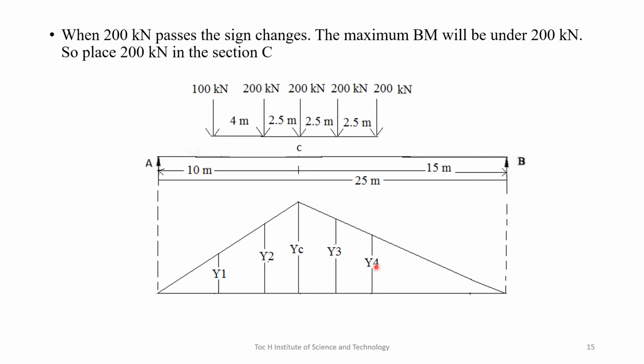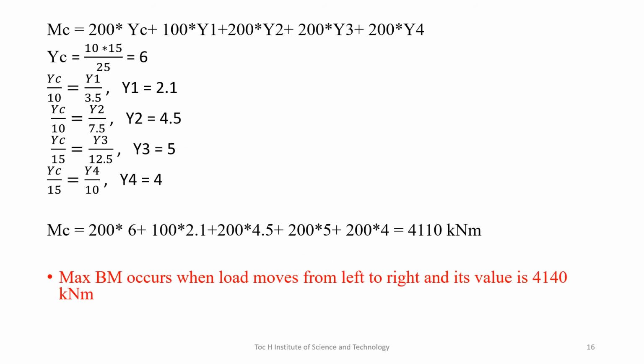So the maximum bending moment is equal to 100 Y1 plus 200 Y2 plus 200 YC plus 200 Y3 plus 200 into Y4. And we got it as 4110 kilonewton meters, which is less than the previous value. So the maximum bending moment occurs when the loads move from left to right and its value is 4140 kilonewton meters.